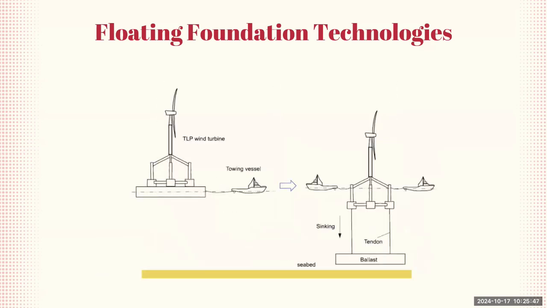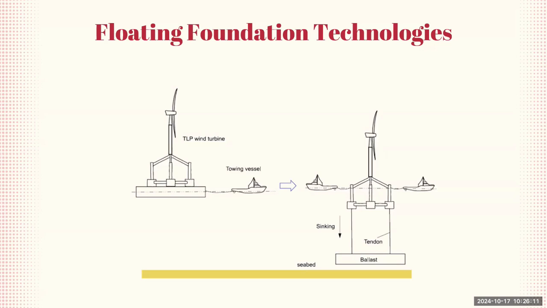As for their installation process, let's take the tension leg, for example. On the left, we have the pre-installation, where the wind turbine is initially towed by vessels to its designated location offshore. The platform floats on the water while being transported. Then we have the installation, which is on the right. So once the platform reaches its location, the installation process begins.